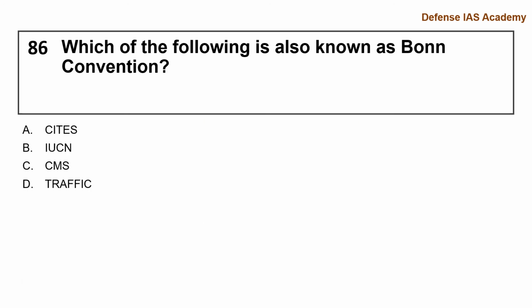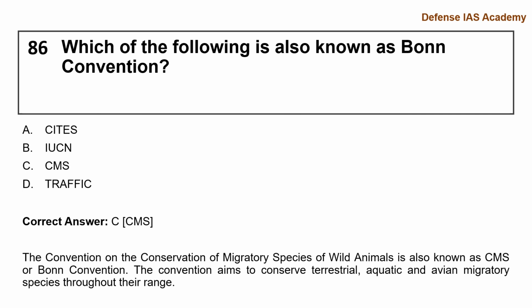Next question, 86. Which of the following is also known as Bonn Convention? The correct answer is option C, CMS. The Convention on the Conservation of Migratory Species of Wild Animals is also known as CMS or Bonn Convention. The convention aims to conserve terrestrial, aquatic and avian migratory species throughout their range.